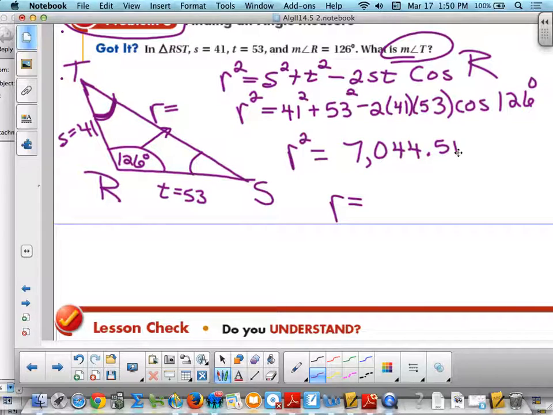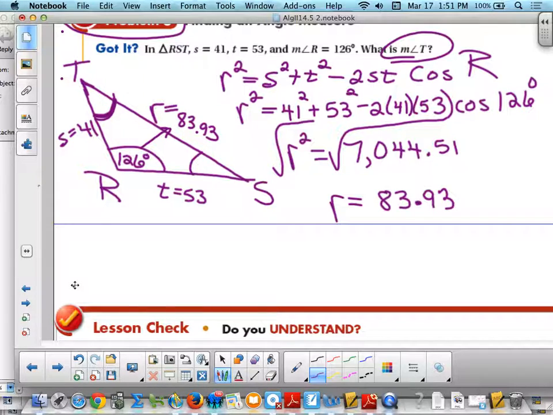There's no way that's the answer, because this is a 53 and a 41. So you have to take the square root. The answer is 83.93. That means the missing side R is 83.93. The only problem is they didn't want that.